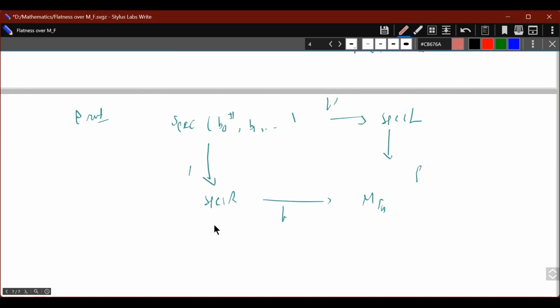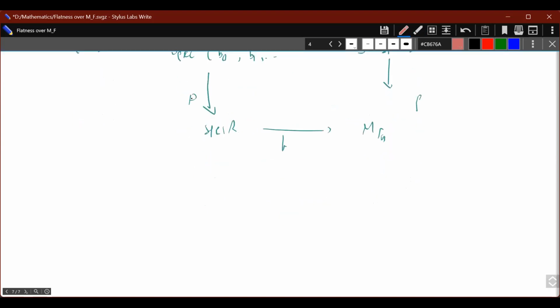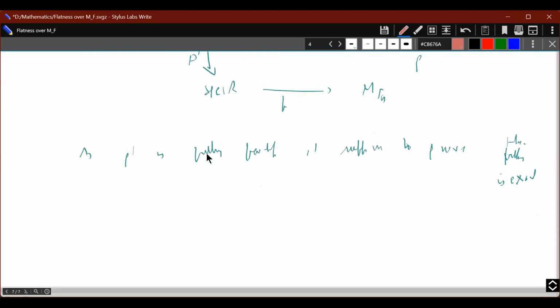Right, now because P prime is, okay, sorry, this was not P prime. As P prime is fully faithful, it suffices to prove the following functor is exact. Okay. I'm sorry, I'm still struggling to get what's happening, but I think I'll go for it. So this is the functor.